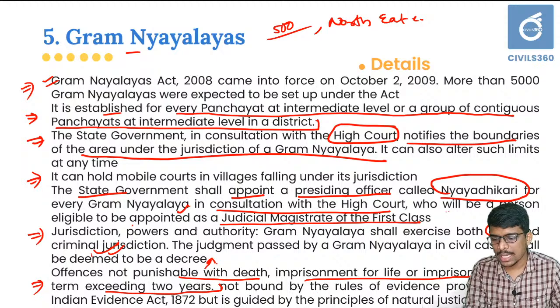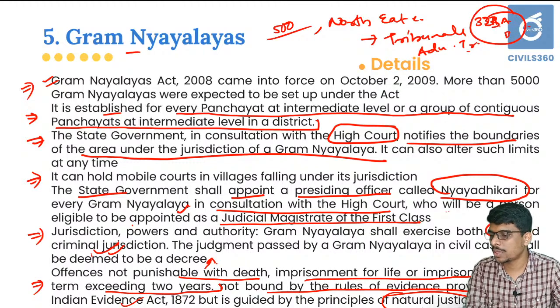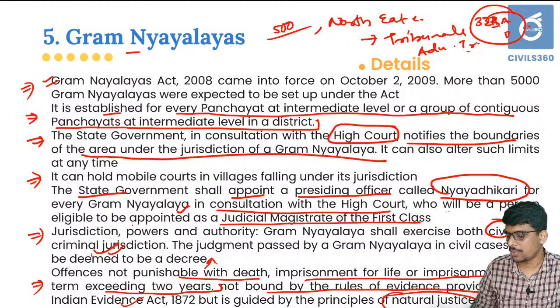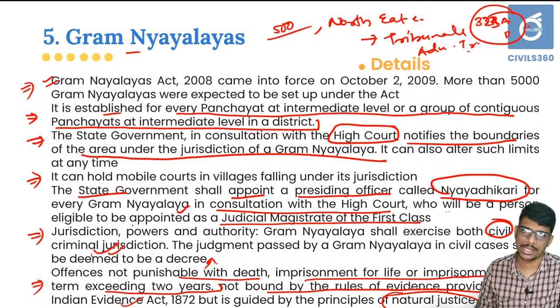And the last one is, they are not bound by the rules of evidence provided in the Indian Evidence Act. Rather, they will be guided by natural justice. The other bodies guided by natural justice are tribunals and administrative tribunals under 323A and B. Okay, just for your information, these things are essential for identifying Gram Nyayalaya. This is enough for Gram Nyayalaya for the prelims examination. There is no need for anything other than this. Okay, hope you are getting the idea.